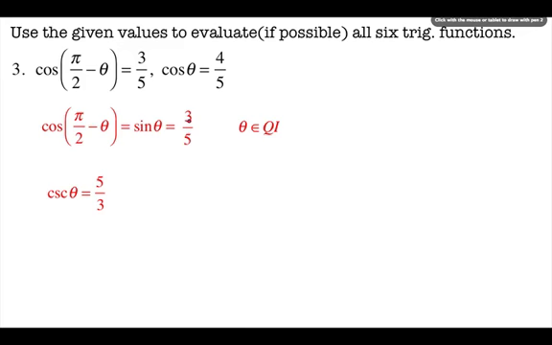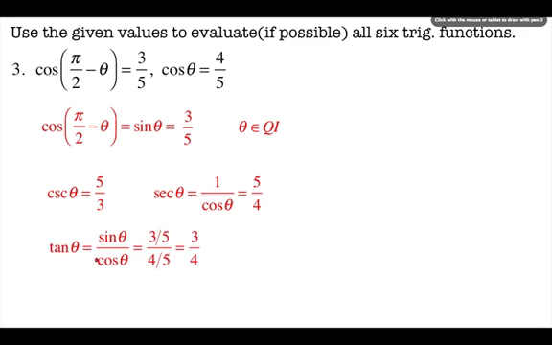Cosecant is just reciprocal sine. Secant, reciprocal cosine. Tangent is sine over cosine. I know those two values, and I get 3/4. I have to do a little bit of algebra here, more like pre-algebra. And cotangent is just the reciprocal of this, 4/3. Everything is positive because theta is in quadrant 1. Moving on to number 4.